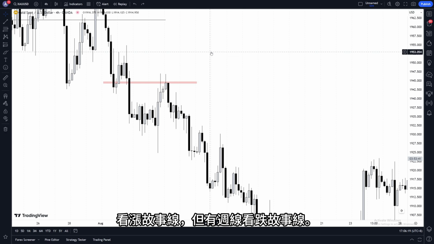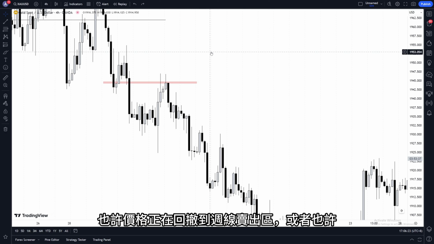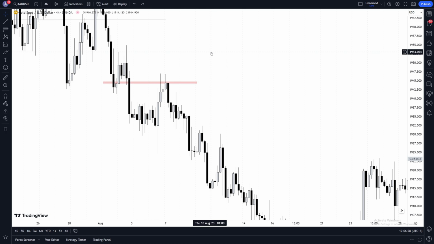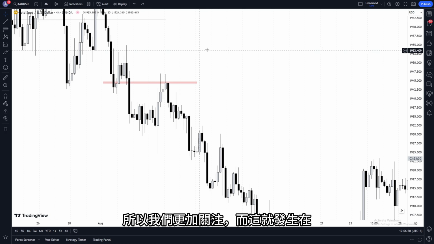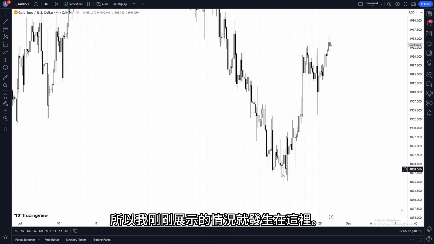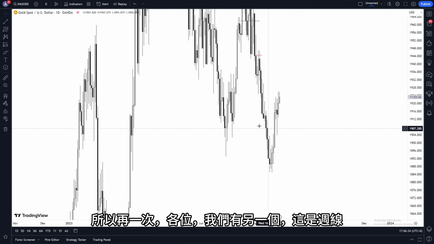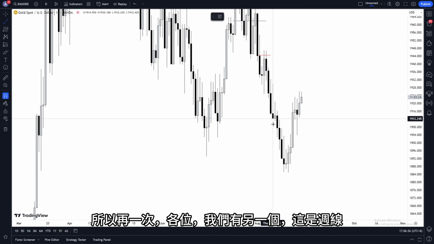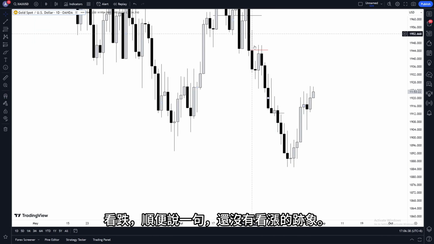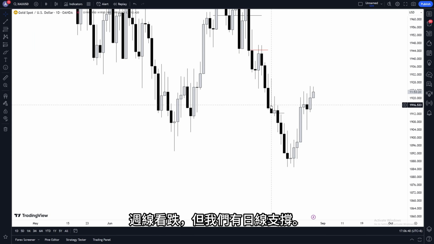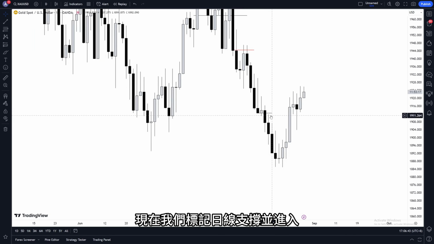Then we can say, oh crap. We have a daily bullish storyline, but a weekly bearish storyline. Maybe price is retracing into a weekly sell, or maybe price is going to reverse, who knows, right? So then we pay more attention. And that happens right here. So what I just showed you happens right here. So again here, guys, we have another, this is weekly bearish, by the way, no sign of bullishness yet. Weekly bearish, but we have a daily support.